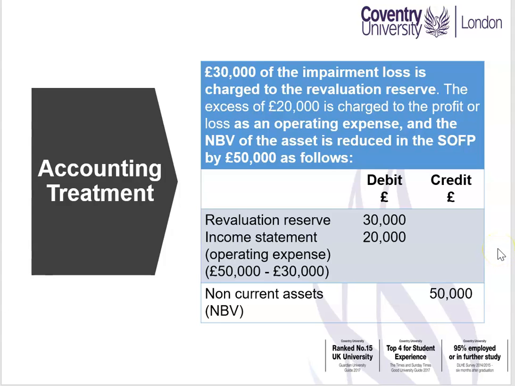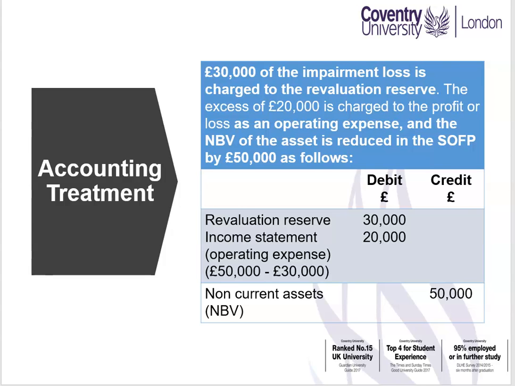Again, this is similar to the exercise we did for revaluation loss. An asset that was previously revalued at a gain, which is now revalued at a loss. Simple exercise. And that is impairment. Fairly straightforward to understand once you get the gist of it.